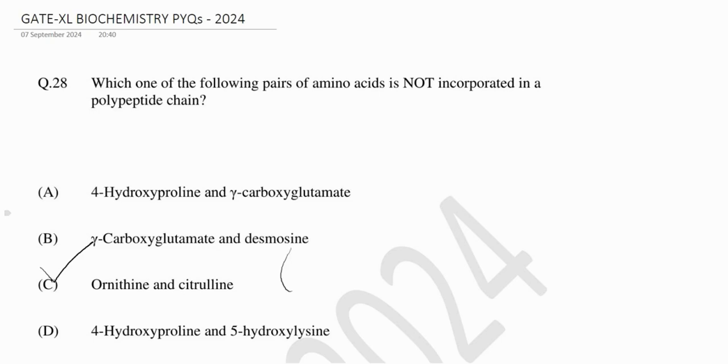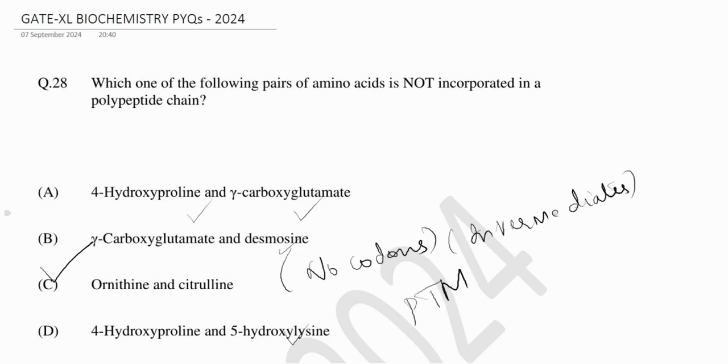This is because, first of all, there are no codons for these two amino acids, and they are mainly intermediates in biosynthetic pathways such as the urea cycle, and hence they are not incorporated in a polypeptide chain. However, if you look at the other options like hydroxyproline or gamma carboxyglutamate or even hydroxylysine or desmosine, these are mostly post-translational modifications that are present in a polypeptide chain, and hence ornithine and citrulline as such are not incorporated in a polypeptide chain. Moving on to the next question.